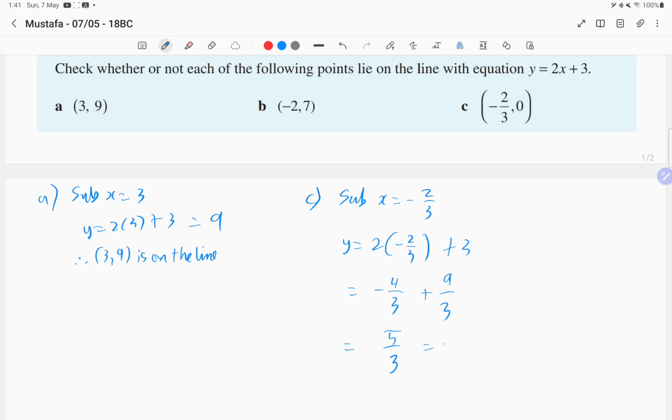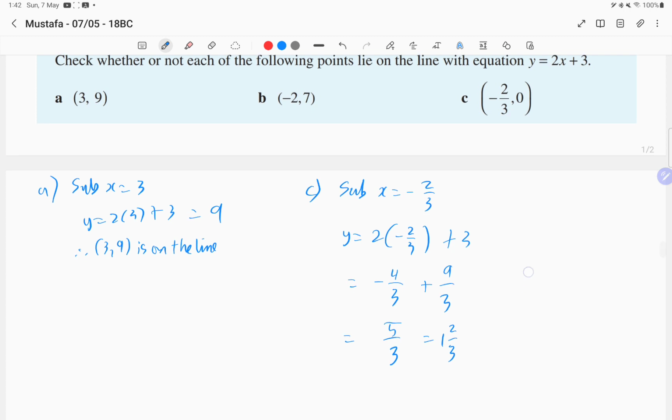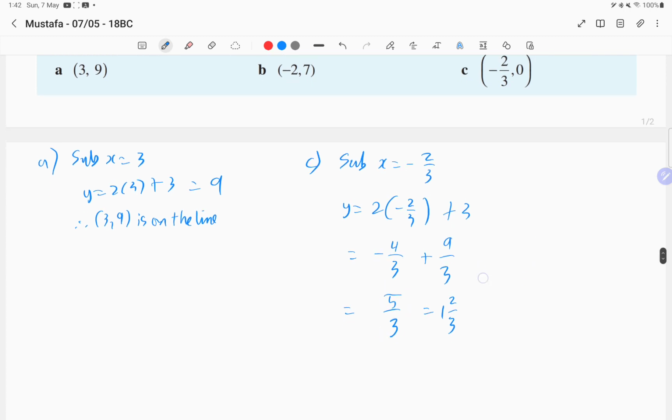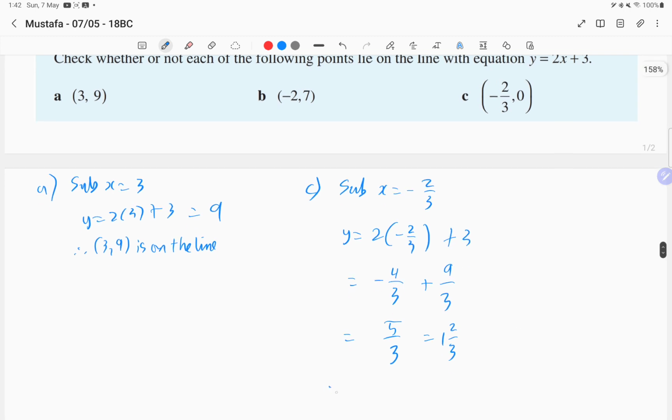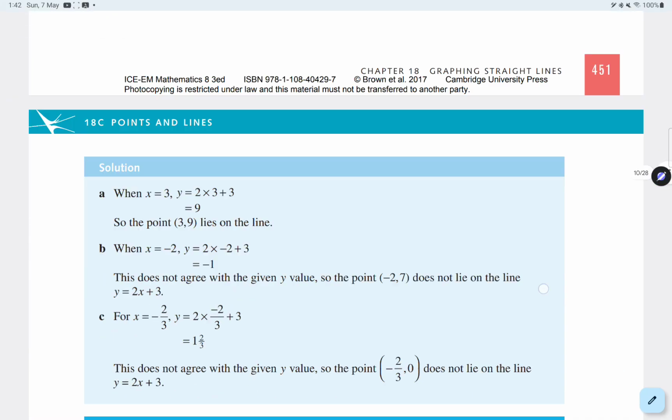If you want, you can write this as 1, 2 over 3. Yeah. It's 1, 2 over 3, or you can write it as 5 over 3. But basically, y is not 0. So because this y is not 0, it's not on the line. So therefore, negative 2 over 3, 0 is not on the line. Okay? All right, next example.